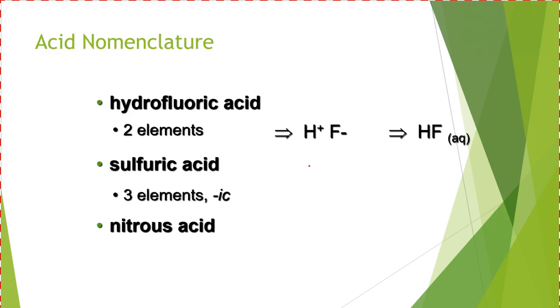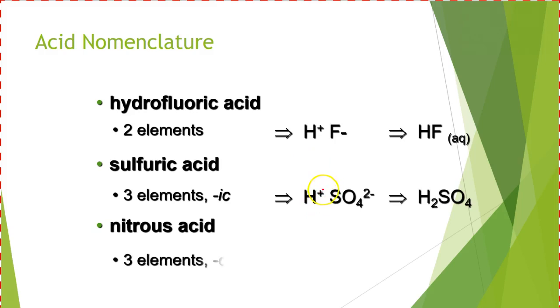So the next one is sulfuric acid. Sulfuric acid is made of 3 elements, and it ends in ic, which means the stem ended in ate. So we have H plus and SO4 2 minus. So when we start evening that out, we get H2SO4. Nitrous, again, 3 elements because it ends in ous, but remember the ous translates. That means it was nitrite. So it's not NO3, it's NO2 1 minus, 1 plus, we have HNO2. Pretty simple when it comes down to it.